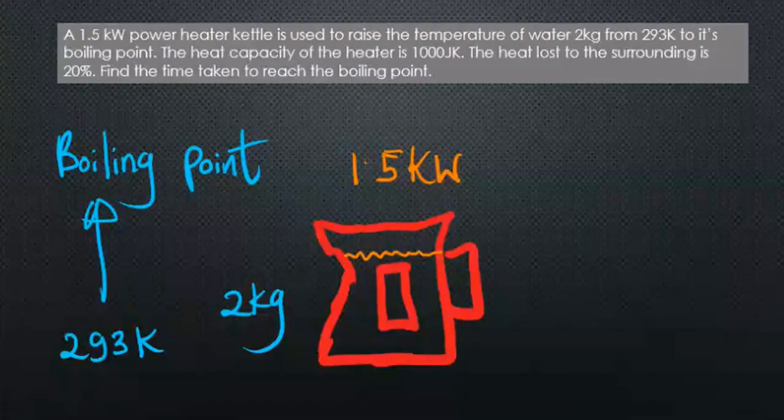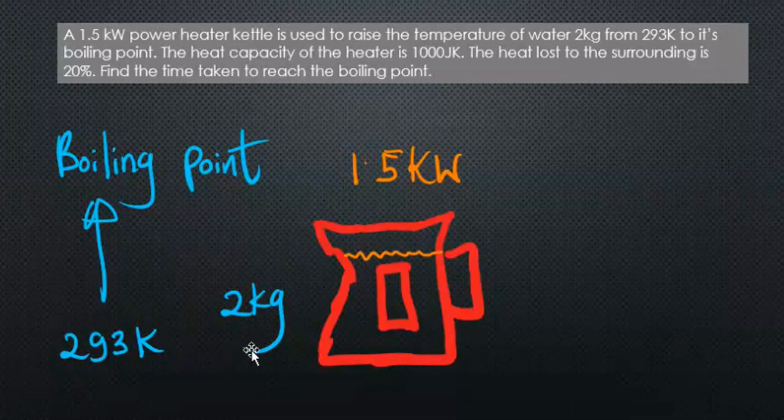Right. So this is a calorimetry question. Let's look at the equations first and go through the question. Let's look at the data given to us first. So here we have 2 kilograms of water, the heat capacity of the kettle, that is 1000 joules per Kelvin, and the boiling point. We should know the boiling point as well.